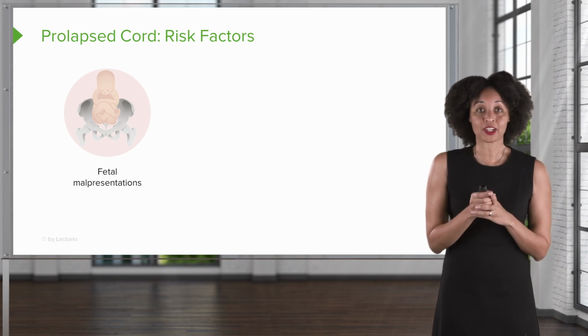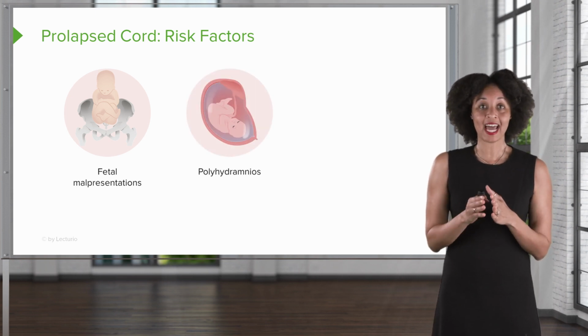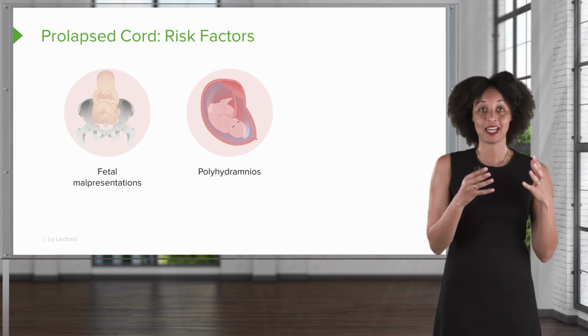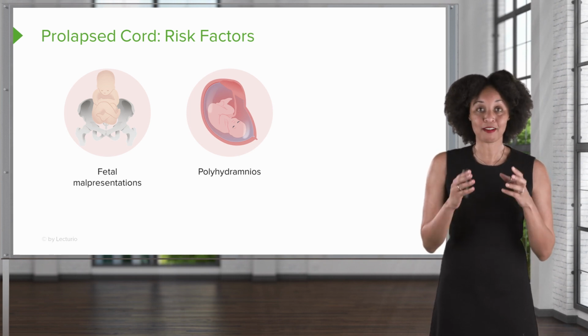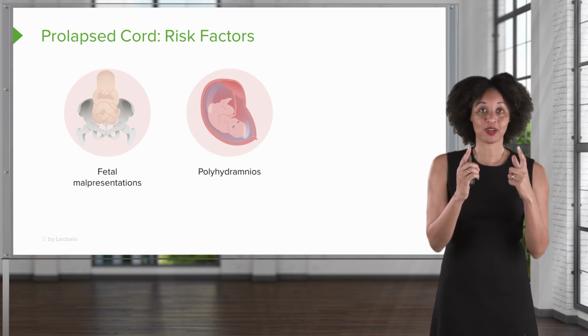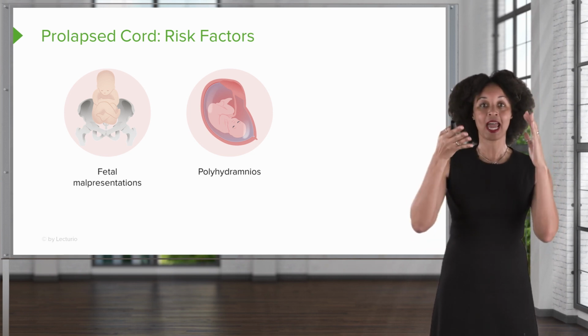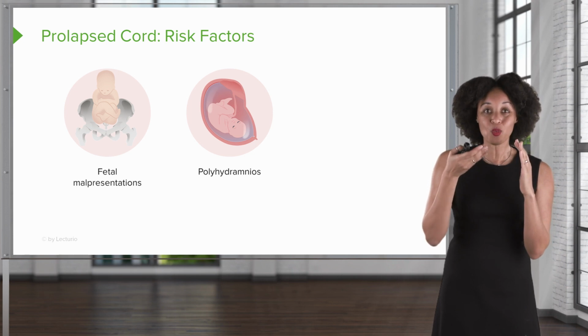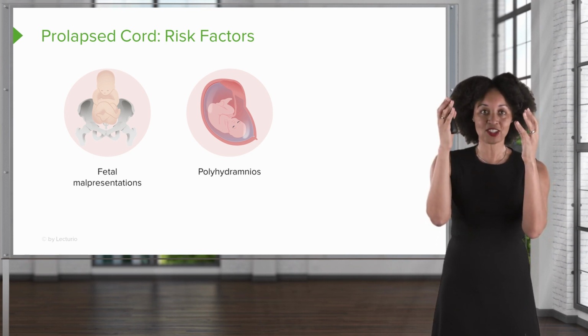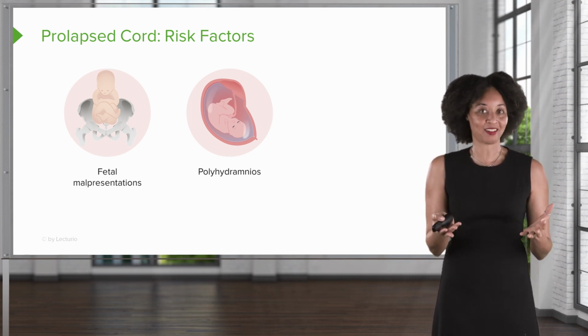The second risk factor is polyhydramnios. As the name suggests, poly meaning a lot, and hydramnios meaning fluid, if there's a lot of fluid, the fetus could actually float up and then create space. So when the water breaks, then the cord sort of gets sucked down like toys in a bathtub.